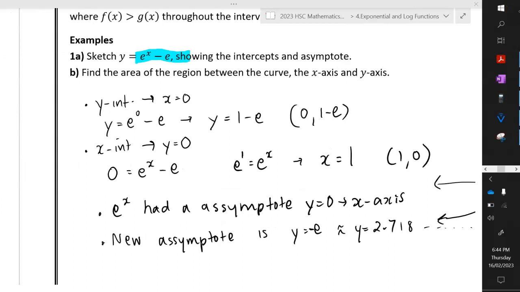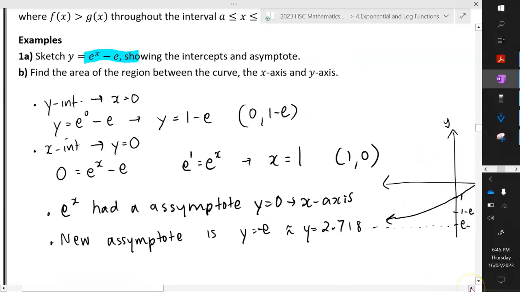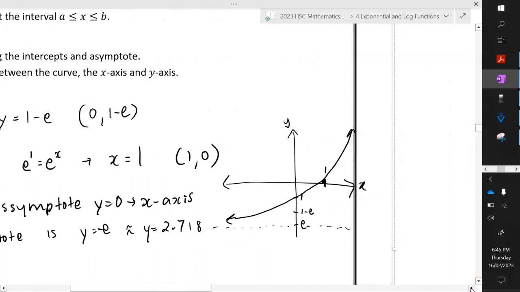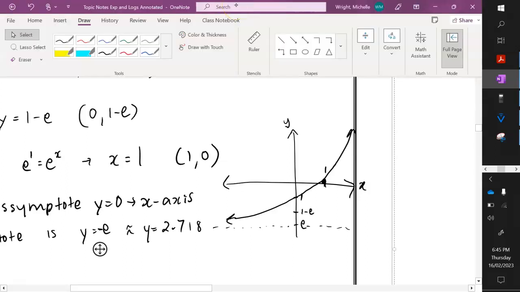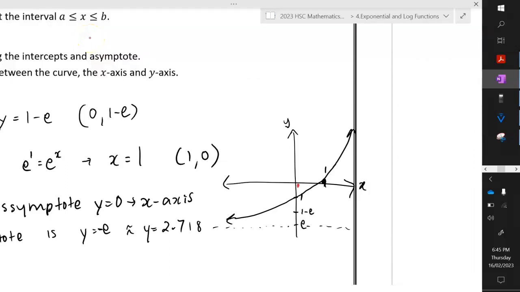Okay, part B wants us to find the area of the region between the curve, the x-axis, and the y-axis. So I'm going to just move back over to my graph over here. So between our curve, which is here, our x-axis and our y-axis. So I'll colour in that area that we want to find. We want to find in here.